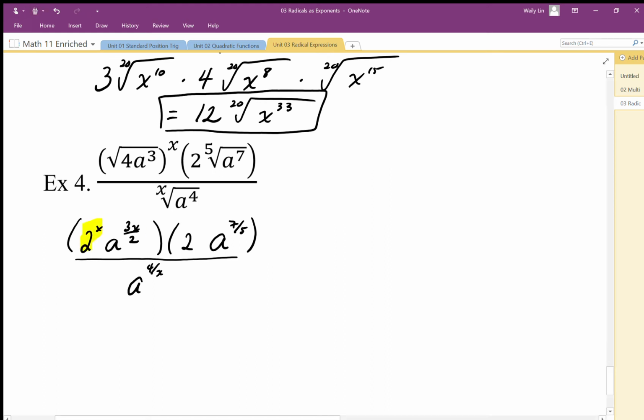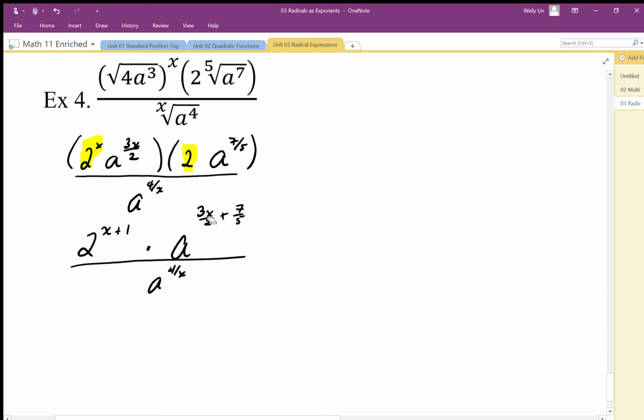So I have base 2, base 2. Okay, so when I rewrite that, I'm going to end up with 2 to the power x plus 1. Okay, I have the exponent is x, and I'm going to want to add one extra factor of 2 to that, so it's going to be plus 1 times. Okay, so remember, this is an x there. We're going to end up with a to the power, well, let's just do the numerator first, 3x over 2 plus 7 over 5, and let's just write that, 4 over x, like that.